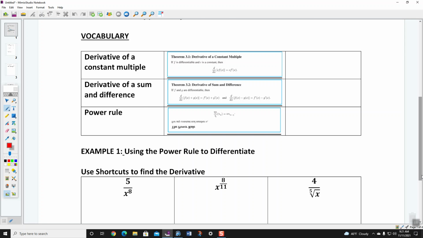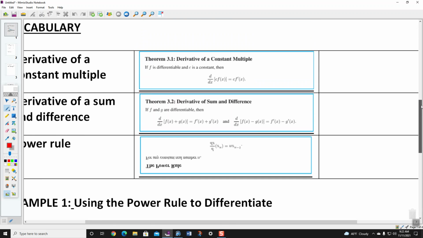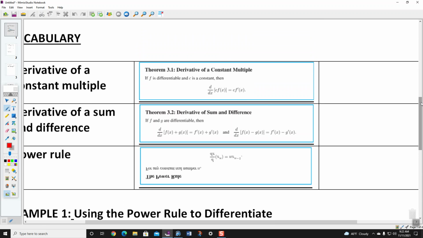The derivative of a constant multiple right here says the following, guys. If f is differentiable and c is a constant, then the derivative with respect to x of c times f of x is equal to c times f prime of x. Let me give you an example of what this means. Suppose we had the function f of x right here, kids.